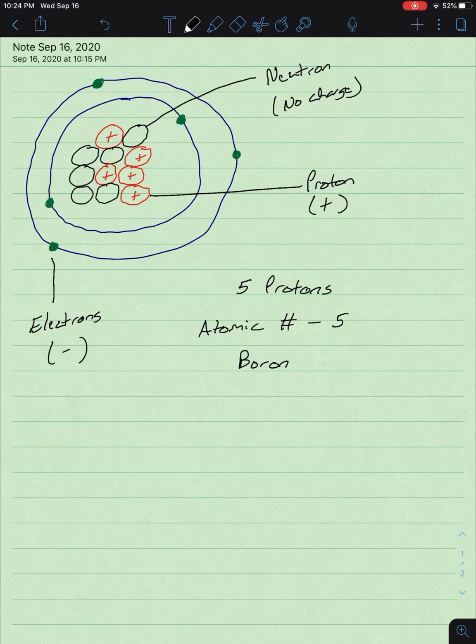If I look, I have 5 protons, which gives me a 5 plus charge. Now let's count my electrons: 1, 2, 3, 4, 5. I have 5 electrons, which gives me a negative 5 charge. So these cancel each other out, and this would be considered a neutral atom. If protons and electrons balance out, that is considered a neutral atom and is no longer considered an ion.